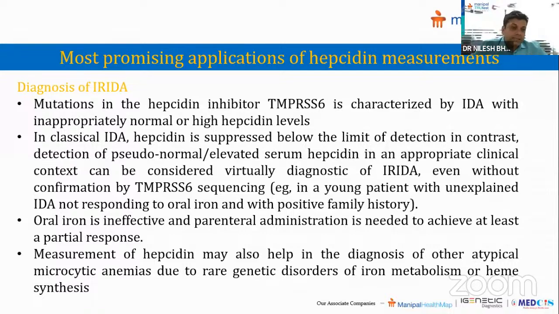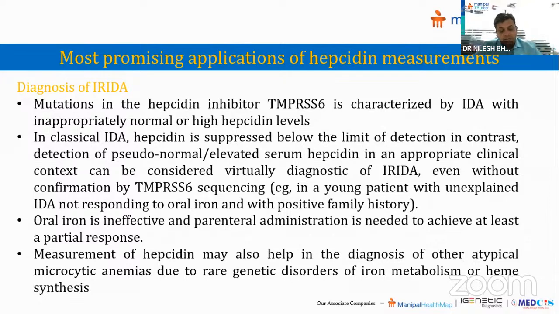In classic IDA, but in iron resistance iron deficiency anemia, hepcidin level is inappropriately increased. So if this hepcidin test is used in appropriate clinical context, like suppose a young patient with unexplained iron deficiency anemia not responding to oral iron therapy, and if the patient has a positive family history, then we can definitely narrow down to the diagnosis of iron resistance iron deficiency anemia, even without doing the molecular testing. So that's the importance of hepcidin level.